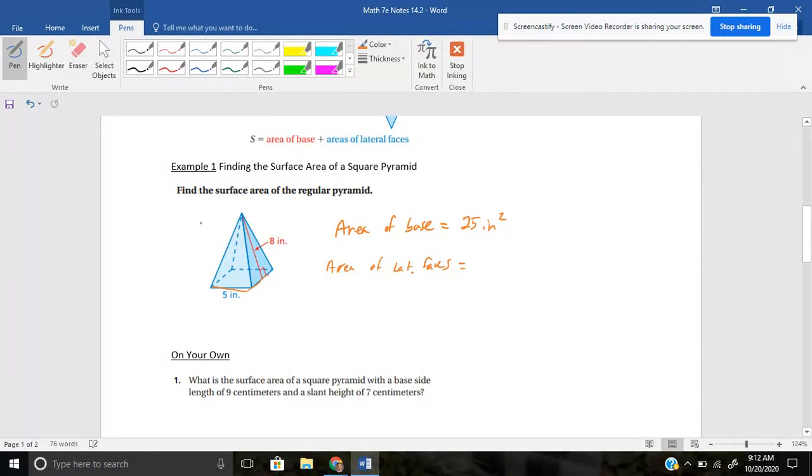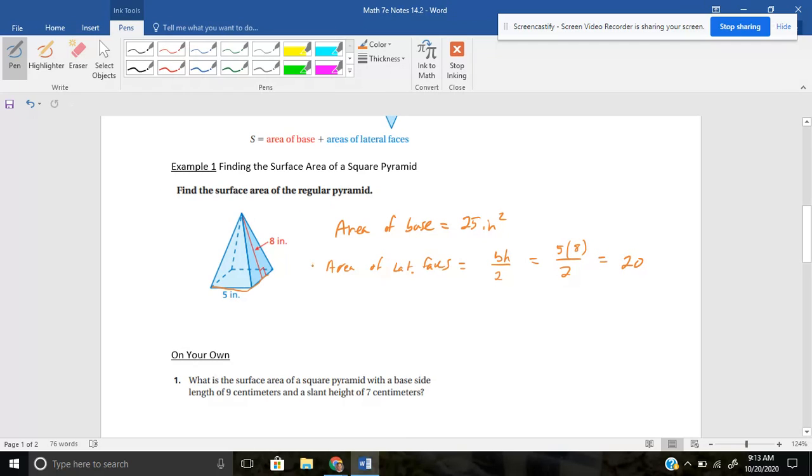Okay, so these are triangles. So remember, that's base times height divided by 2. All right, my base is 5 inches times my height. This slant height is 8 inches, divided by 2. So 5 times 8 is 40, divided by 2 is 20. And that's for one triangle.